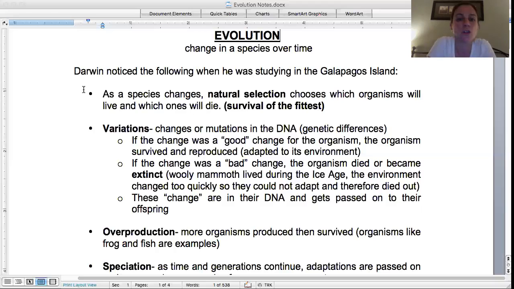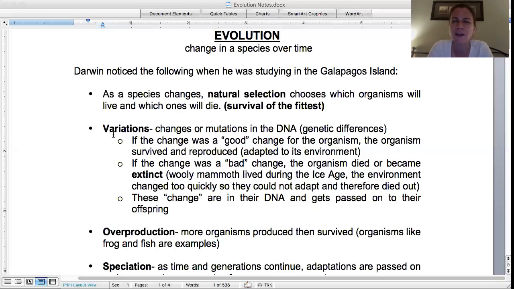Okay. So we've heard of the term variations. We talked about that during sexual reproduction, right? So during crossing over and meiosis, we have this variation between the sex cells, meaning that each of the egg cells that are produced have a different set of information. Each of the sperm cells that are produced have a different set of information. And then when they come together, they create a different organism.